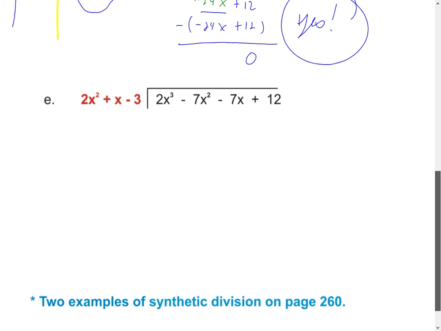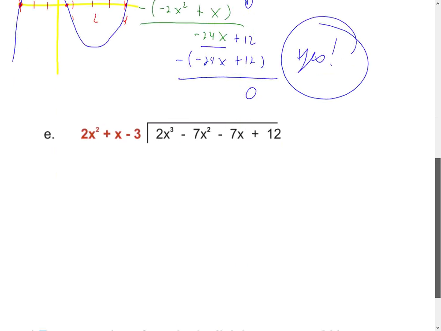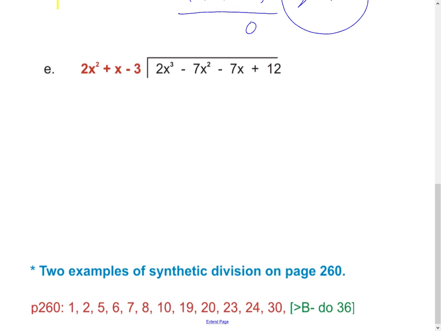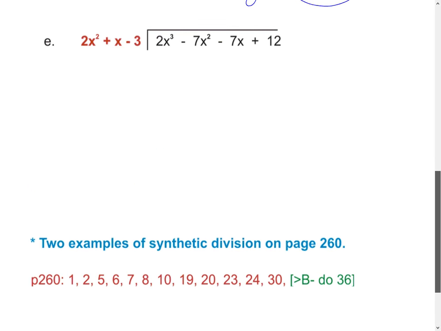Okay, so now we have a trinomial divided into a polynomial. It's the same thing, right? It's the exact same thing. Nothing changes. Math is orderly. Except my smartboard, my podium, is being temperamental. So again, you're going to take the front and divide it by the front. 2x cubed divided by a 2x is an x. Again, I stick it in the x column. It just helps to keep track of things.